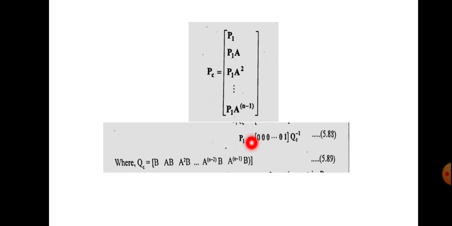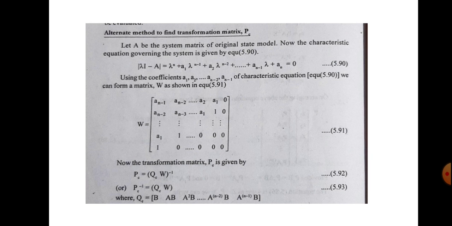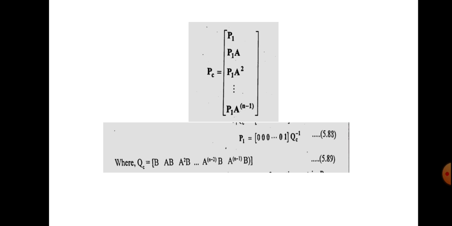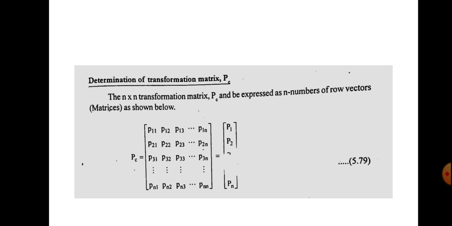But here, in order to find the P1 value, we need QZ. Okay, the composite Q matrix, that is QZ, will be equal to B, AB, A square B, etc. up to A raised to n minus 1 B. And here it depends upon the number of entries, the order of the matrices. So QZ is equal to B, AB, A square B, etc. up to this matrix. So this is the way we are finding the controllable phase variable form.